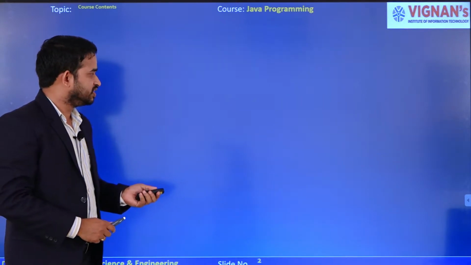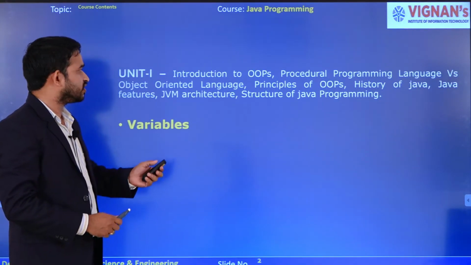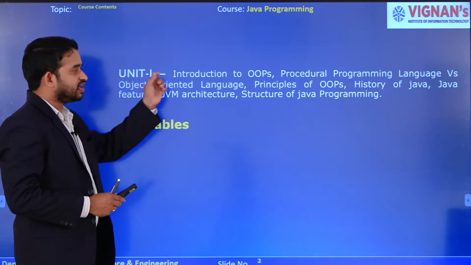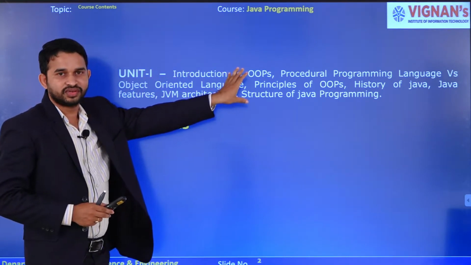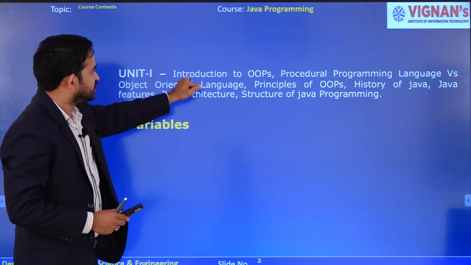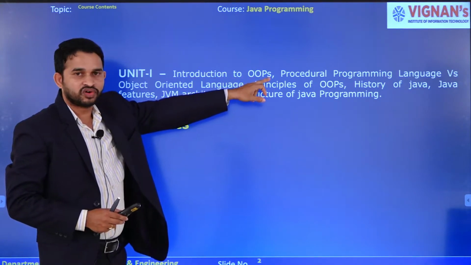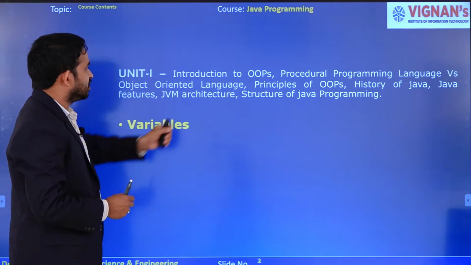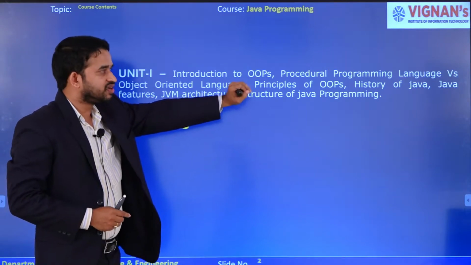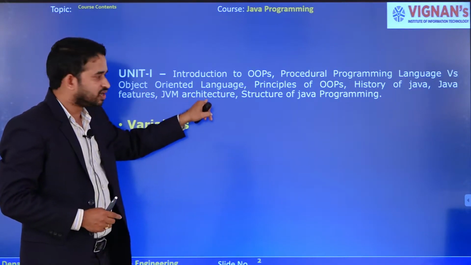So the next concept. Till now, what have we discussed? In unit 1 we are covering 50% of our syllabus. What are those? Introduction to OOP, difference between OOP and POP. What is the next one? Principles of OOP, history of Java, Java features, JVM architecture.